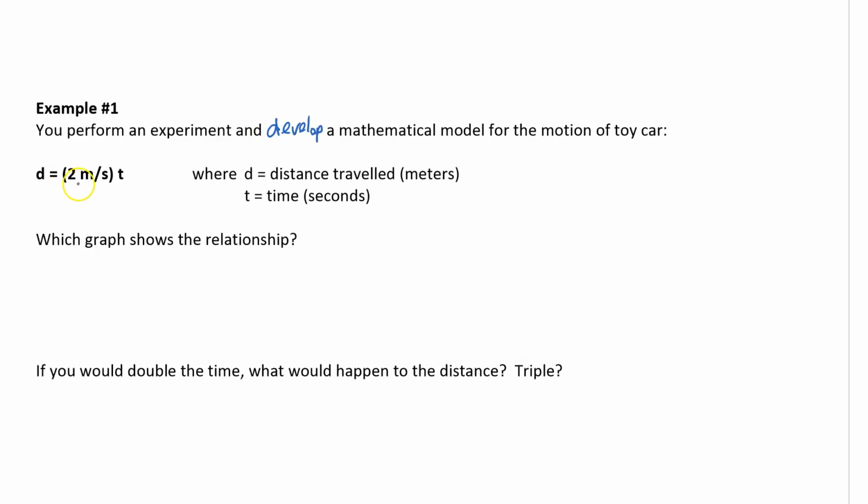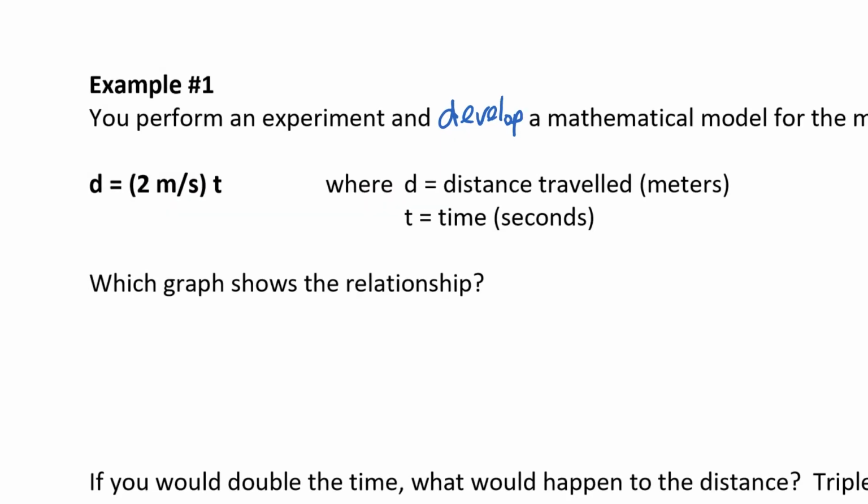d is equal to 2 meters per second times time, where d is the distance traveled in meters and time is in seconds. And hopefully you're getting used to the fact that often if numbers include units, then we include the units in the equation. So this would be like our k value when we're talking about things. So my first question for you is, which graph above shows that relationship?